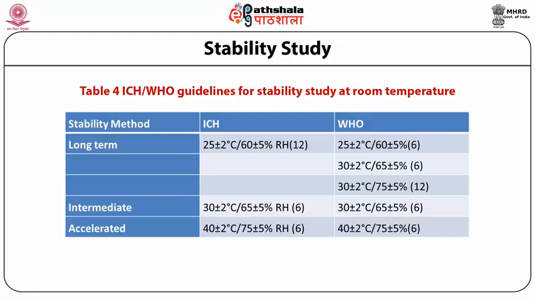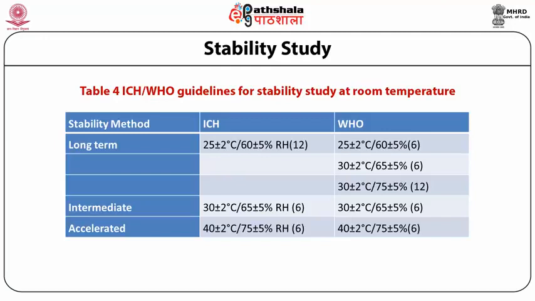We are following 2 guidelines. One is ICH, that is International Conference on Harmonization, and the second one is the guidelines by WHO, that is World Health Organization. The stability for a solid dosage form is carried out on the basis of long-term storage, intermediate storage, or accelerated storage. For long-term storage, as per ICH guidelines, the temperature is maintained at around 25 plus minus 2 degrees centigrade with a relative humidity of 60 plus minus 5%, and the samples are stored for a period of 12 months.